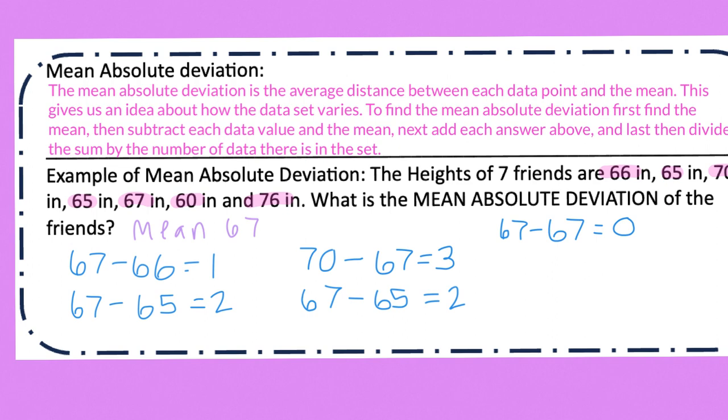Then we have 60. 60 and 67, so we're going to go 67 minus 60, which gives us 7. And then the last one is 76, and we're subtracting 67. So that is 9. So we found all of our variations here: 1, 2, 3, 2, 0, 7, and 9.